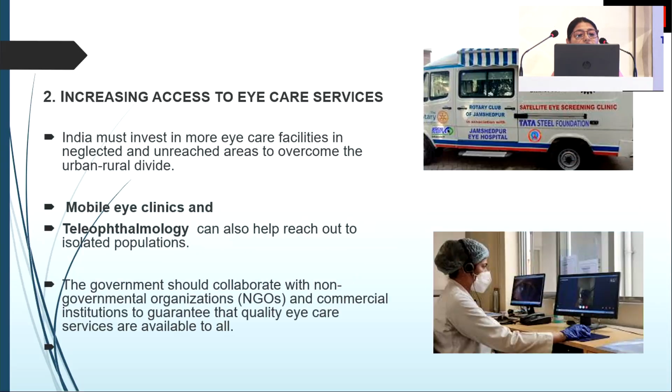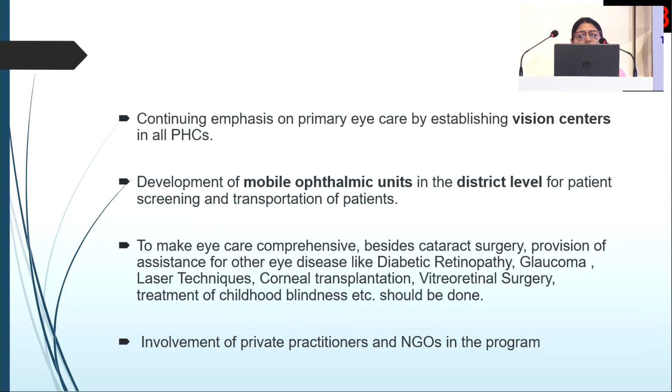Second is to increase the access to eye care services. India must invest more in eye care facilities in neglected and unreached areas to overcome the urban-rural divide. This can be done through mobile eye clinics and teleophthalmology. The government should collaborate with NGOs and commercial institutes to guarantee that quality eye care is provided to all. There should be continuous emphasis on primary eye care by establishing vision centers in all PHCs. There should be development of mobile ophthalmic units at district levels for patient screening and transportation.